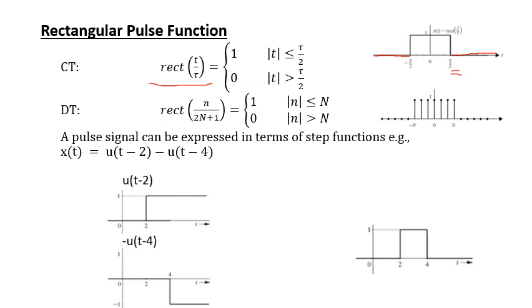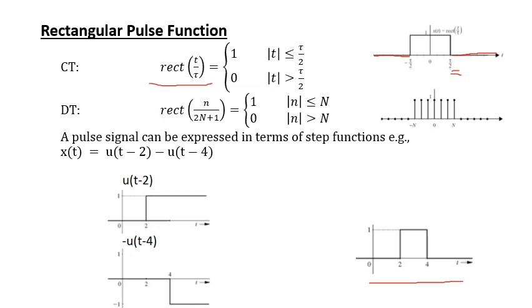In case of discrete time signal, it is represented similarly and it's quite straightforward, so you can go through it. Another thing is that a pulse signal can be expressed in terms of step functions. For example, we have a pulse function which has a value of 1 from 2 up to 4 and 0 beyond this and before this.